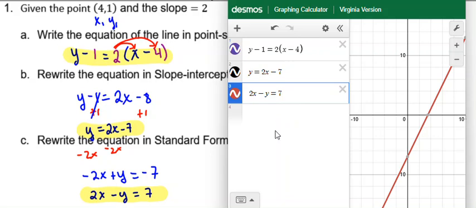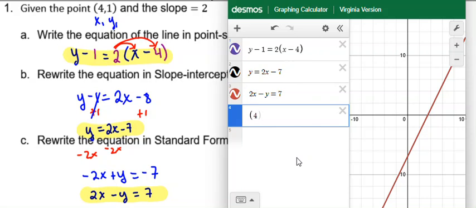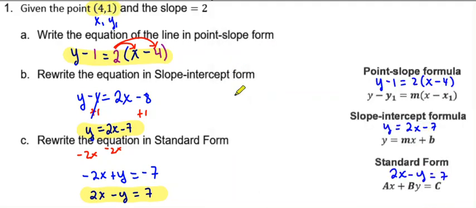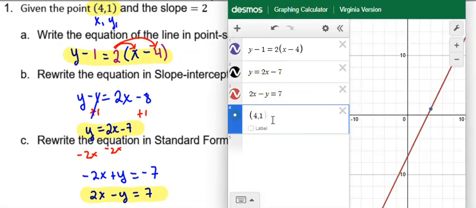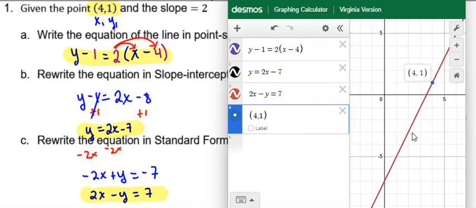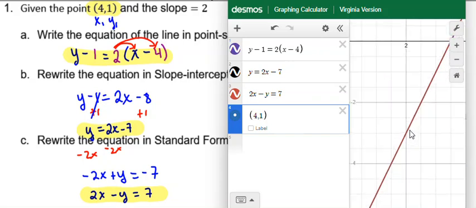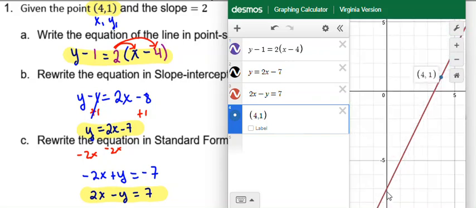Another thing I can do here is to make sure that the line actually goes through the point that I want it to go through, which is 4, 1. So let me put that point in here just to confirm. And it does. There's the point, and the line is going through that point, and it definitely has a slope of 2, because look, up 2 over 1. The slope is 2 over 1. So everything works out. All right.